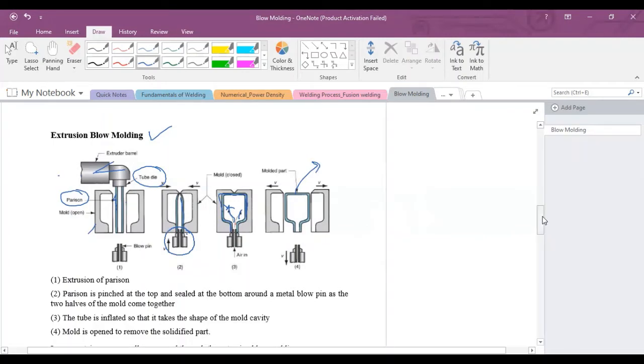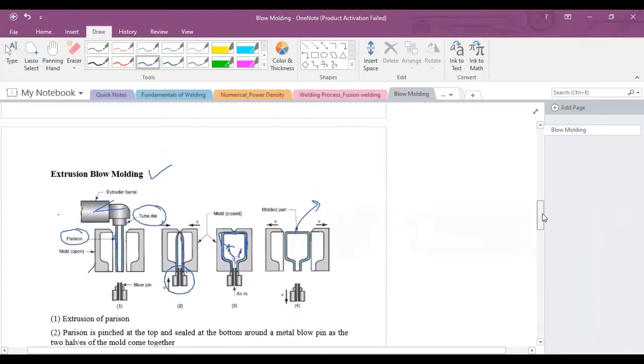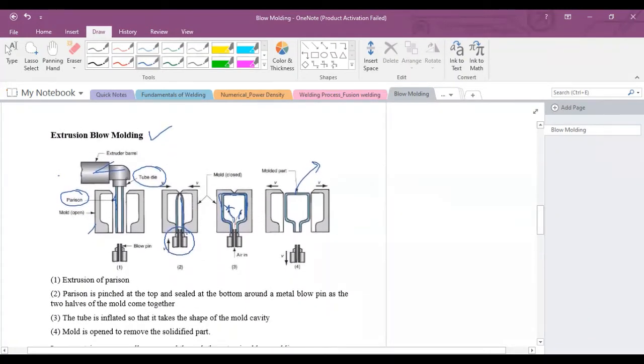Extrusion blow molding machines have some specifications. The extruder melting capacity is normally calculated in kilograms per hour. This is the mass flow rate, how much mass normally flows into the die. The second part is the maximum output. This maximum output means the production rate.